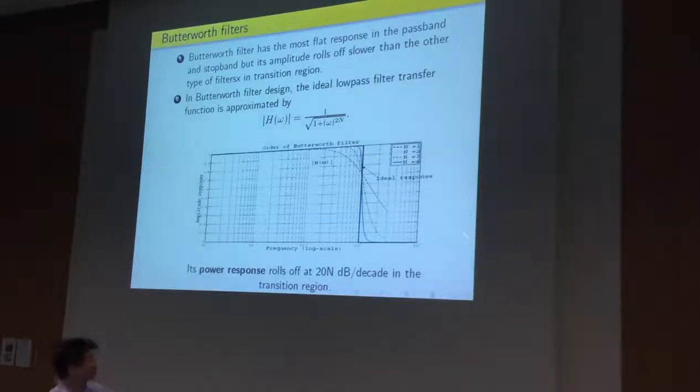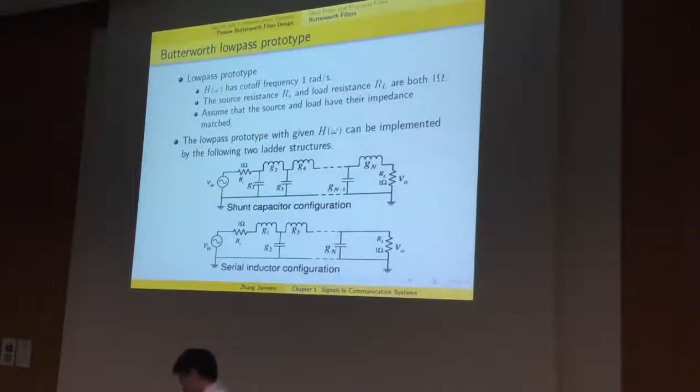And this measurement only applies to this portion. Don't try to measure the roll off at this portion, because at this portion the amplitude spectrum never rolls off. This 20 times N dB is only applicable to the linear region here. This measures how close your filter is to the ideal case. The faster the roll off, the better. Okay, now we have a concept of the power filter already.